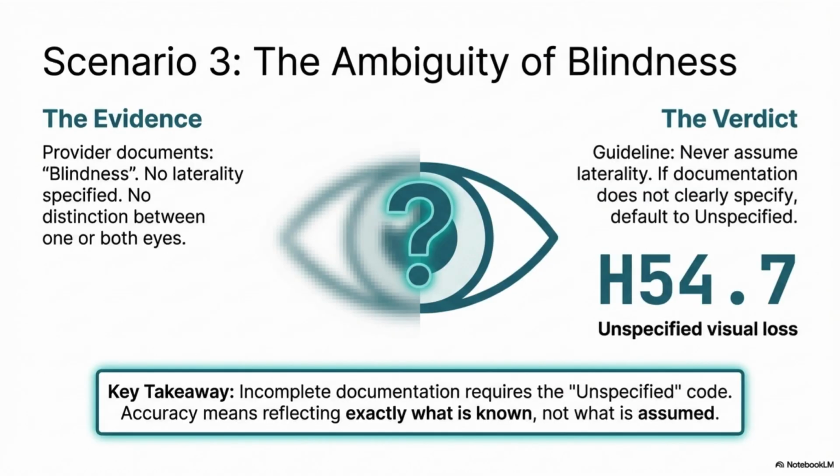This scenario is all about incomplete documentation. The provider documents blindness, but doesn't specify whether it's one eye, both eyes, or which eye. And here's the rule: we never assume laterality. If the documentation doesn't tell us which eye is affected, we must default to H54.7, unspecified visual loss. This isn't a failure, it's accuracy. Coding reflects what is known, not what we wish we knew.